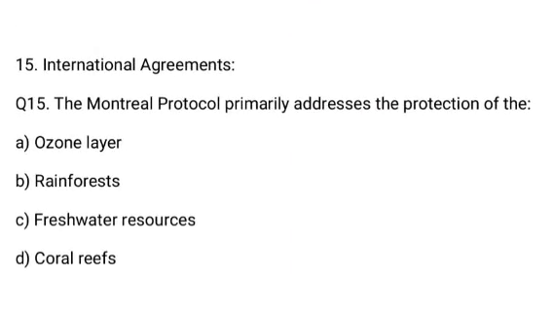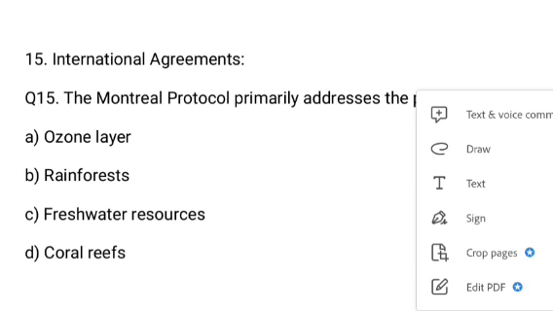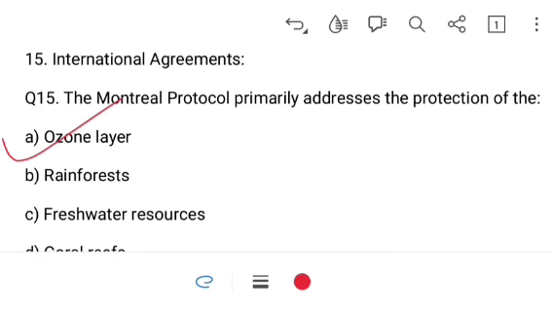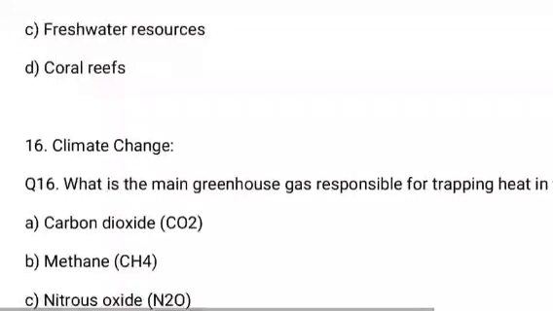International agreement, this is the topic. The Montreal Protocol primarily addresses the protection of the what? Ozone layer, rainforest, freshwater resources, coral reefs. Okay, so it will be, we all know, ozone layer. This is the primary thing related to Montreal Protocol.